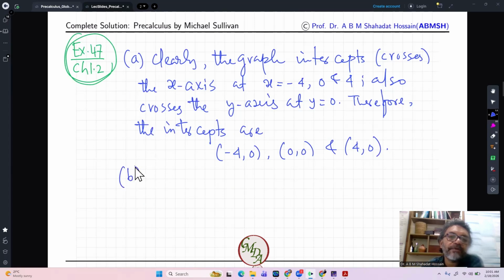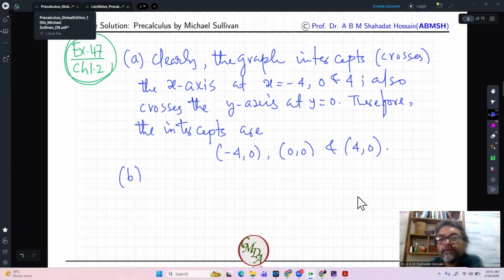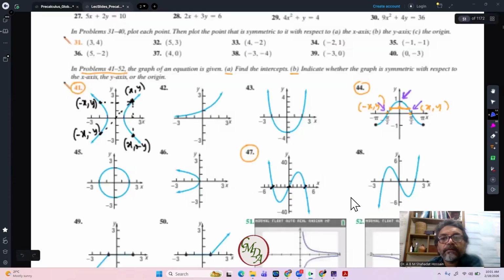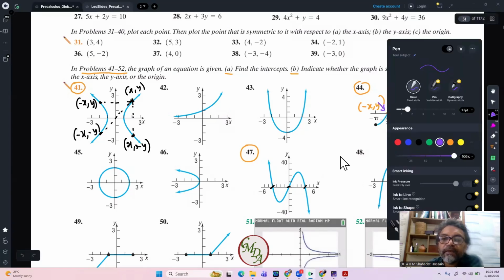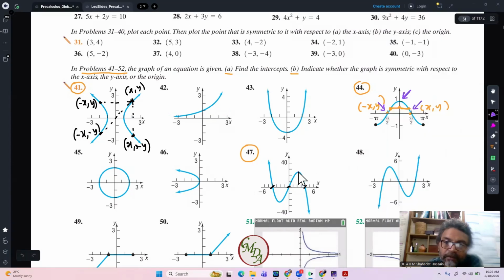Indicate whether the graph is symmetric with respect to the x-axis, y-axis, or the origin. So clearly you can see that if the graph has a point (x, y), then it also has a point (-x, -y). And the other way around, if the graph has a point here, then it also has a point here. So only this symmetry can be seen.